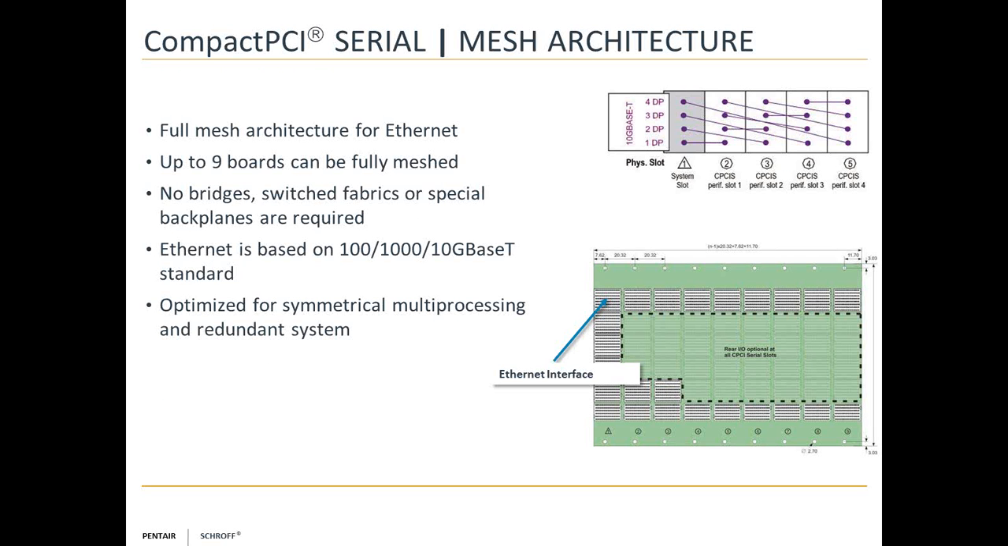And for mesh architecture, it does support full mesh architecture for Ethernet. Up to 9 boards can be fully meshed, and likewise, no bridges, switch fabrics, or special backplanes are required. The Ethernet is based on 10, 1000, or 10 gig-base-T standard, and it's optimized for symmetrical multi-processing and redundant systems.